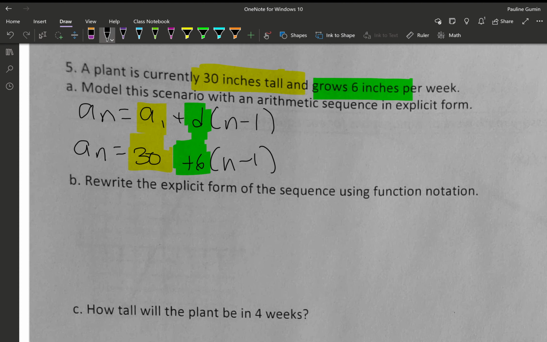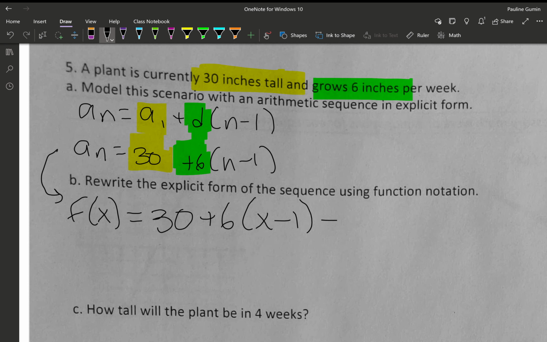Letter B asks us to rewrite that form into function notation. So I'm going to start off by taking this explicit form, and instead of an, I'm going to have f of x. 30 stays 30, plus 6 stays +6, and the n turns into an x. Now the next step is to distribute, and I distribute the number that's next to the parentheses, which means 30 stays 30. All right, let's do this. 6 times x is 6x. 6 times -1 is -6.